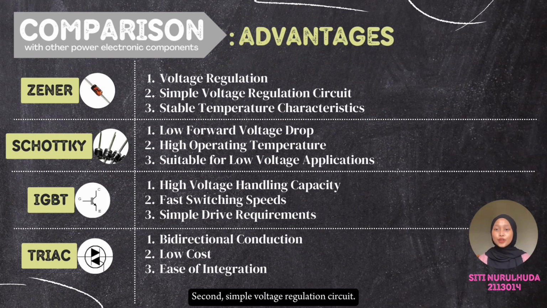Second, simple voltage regulation circuit. It is simpler and more cost-effective compared to other voltage regulation methods because it only needs fewer components and is easy to design. Third, stable temperature characteristic. Zener diodes are suitable for applications where temperature fluctuation might affect the performance of other components.